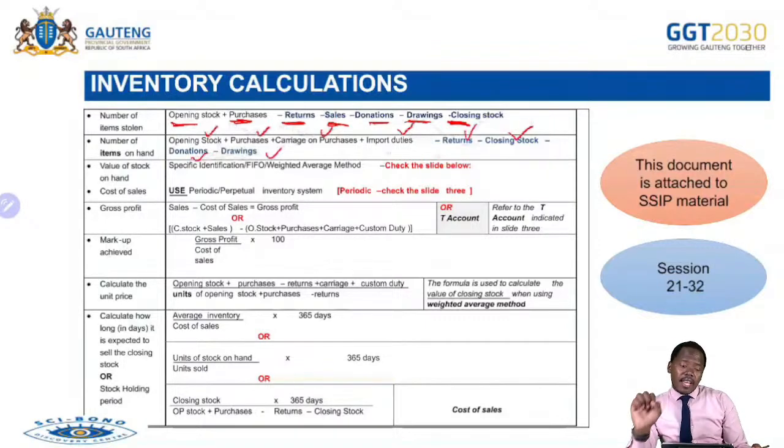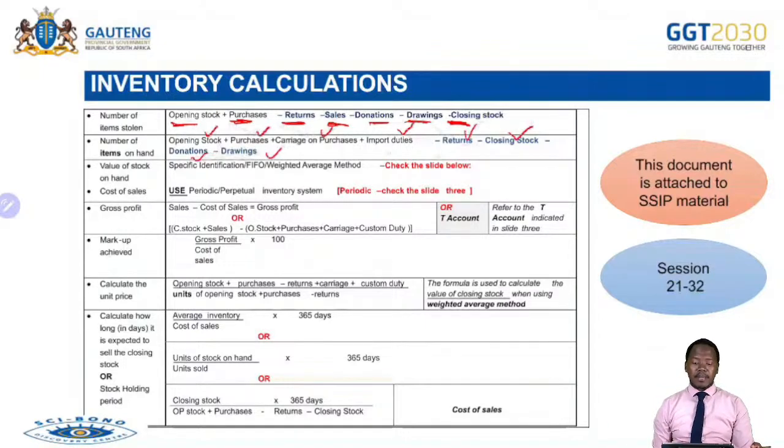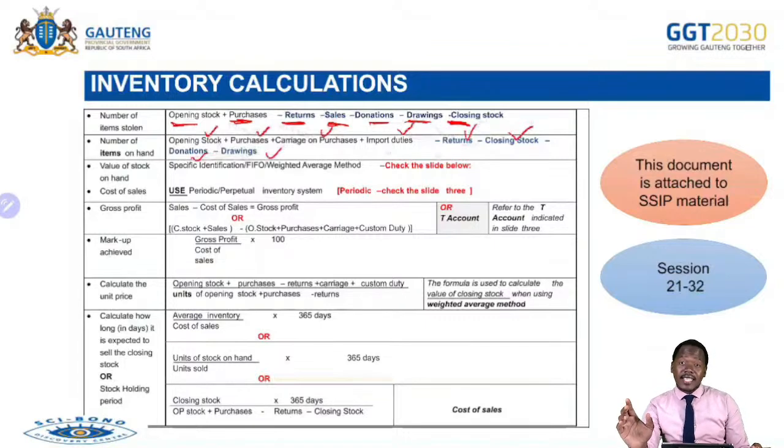Now, there are 3 inventory valuation methods. We have our specific identification, we may have our FIFO, we have our weighted average. We've already discussed 2 of them. Specific identification, we had it on our paper 1. Now, for cost of sales, grade 12s, remember, there are 2 systems. We have the perpetual, we've done that in grade 10, grade 11, and then in grade 12, and then there's also periodic, which we also covered in grade 11. We also covered that in grade 12.